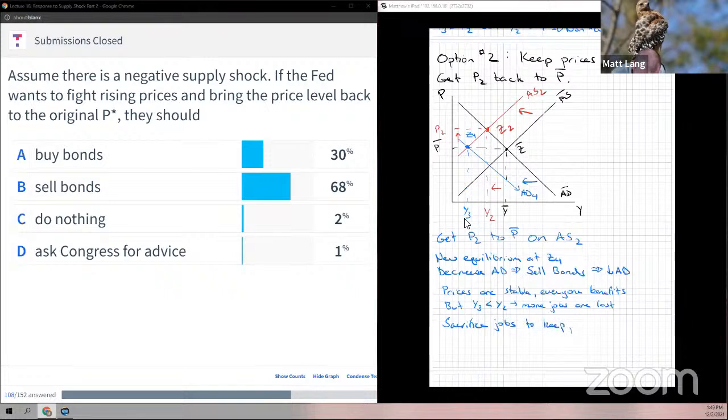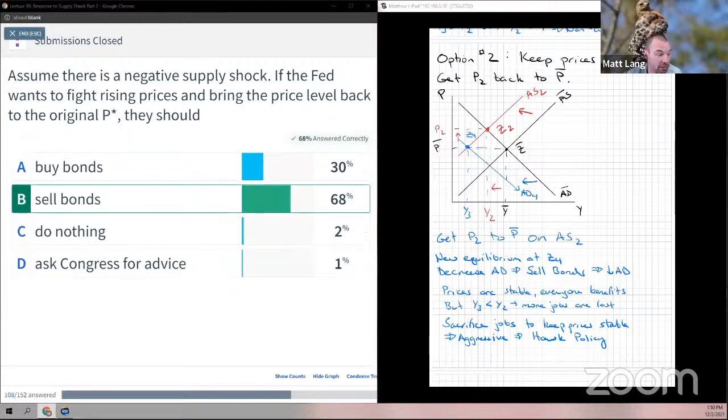This is an aggressive policy. So if you're aggressive with this, essentially we're saying, hey, we care more about our price level than the jobs. This is an aggressive policy. This is also called a hawk policy. So when you hear the terms hawk and dove, this is what the Fed is referring to, saying, hey, do we care about prices or do we care about jobs? If we sacrifice jobs for prices, that is aggressive. That is a hawk policy.